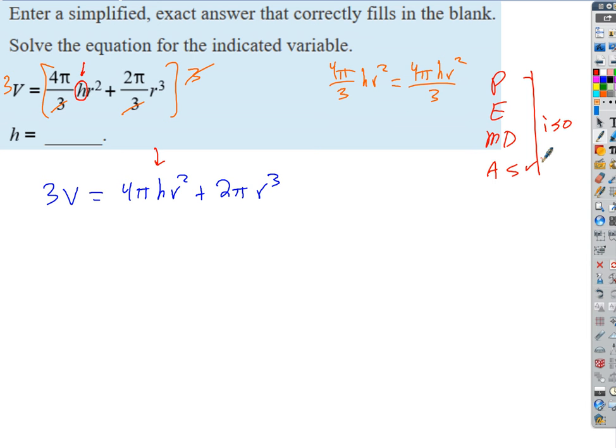Anything that's added or subtracted is pretty easy to undo. That's a pretty weak relationship. So we'll push all that stuff to the other side. Then we've got to undo maybe some stuff that's more strongly attached. We've got to undo the multiplication and division kind of stuff, right? Does that make sense? Okay, so subtract the 2 pi r cubed to the other side.